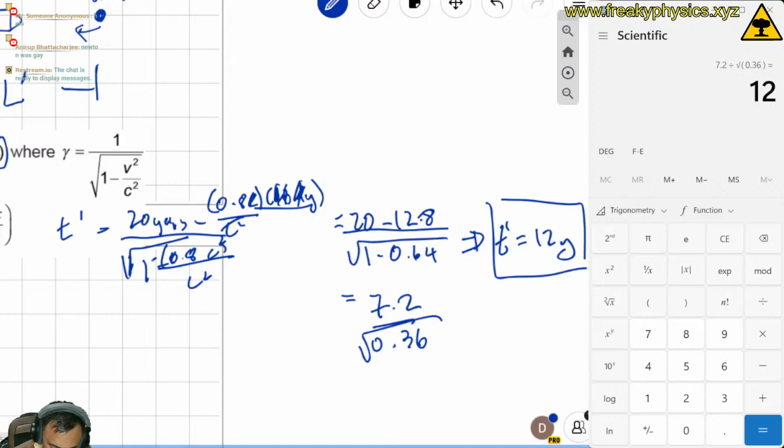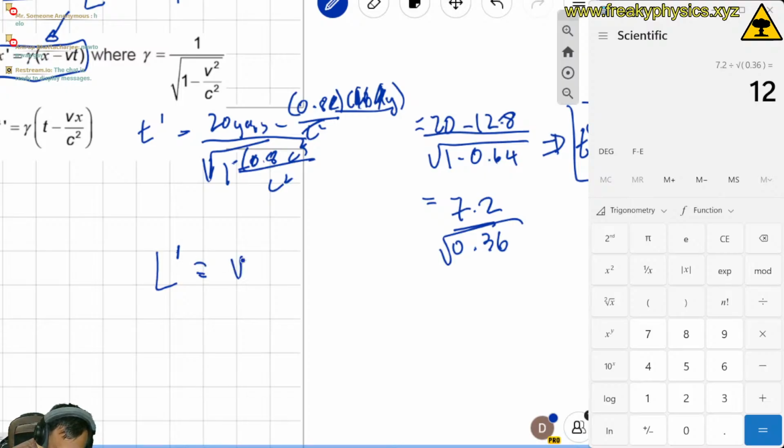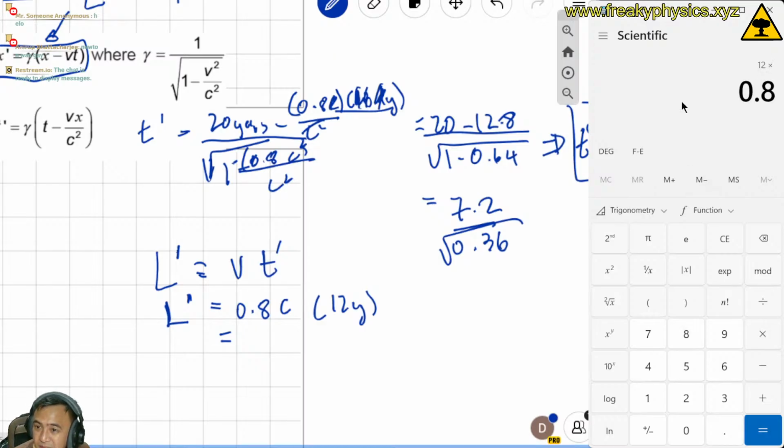Then we're going to use this T prime to simplify the L prime. So finally, L prime is just going to be equal to the speed times T prime. That's going to be 0.8 c times 12 years. L prime, and of course c y is just light years. So 12 times 0.8, that's going to give us 9.6, 9.6 light years.